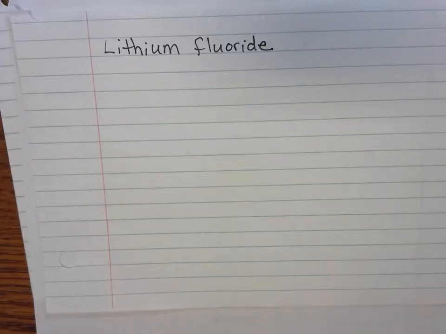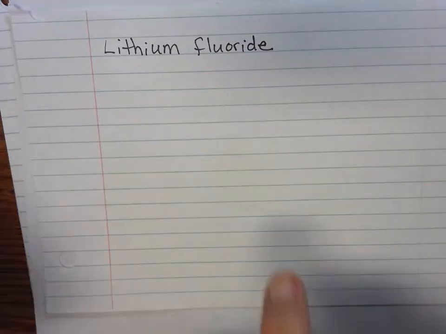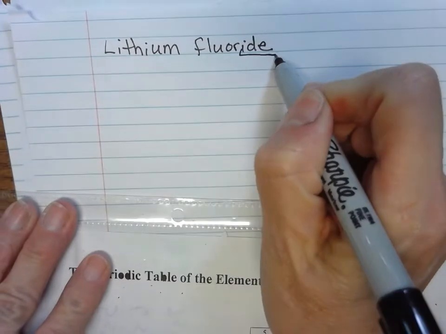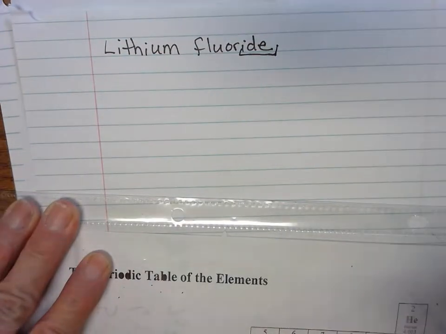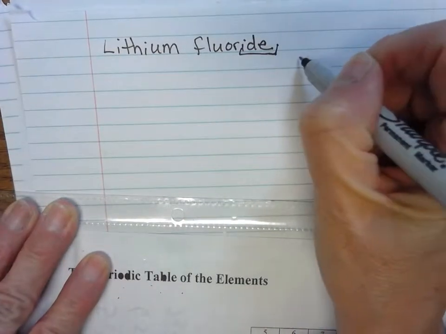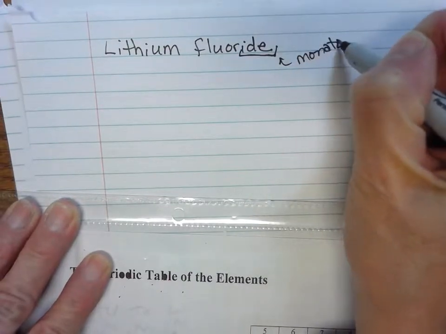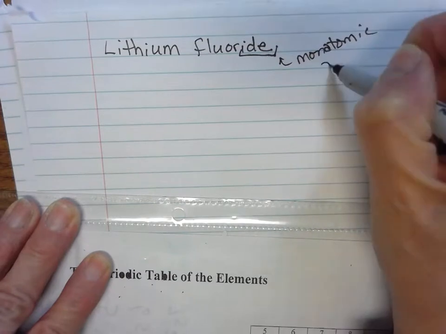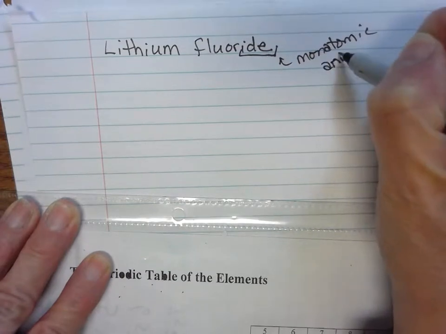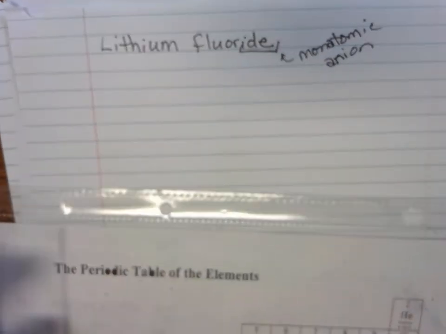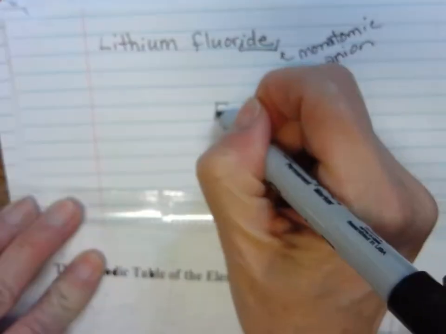We're going to write the formula from the name, lithium fluoride. So I can look at some key features. Notice that this says "ide." That means that we have a monatomic anion. In other words, it's not polyatomic. That makes it easy for us. We just write down F for fluoride.